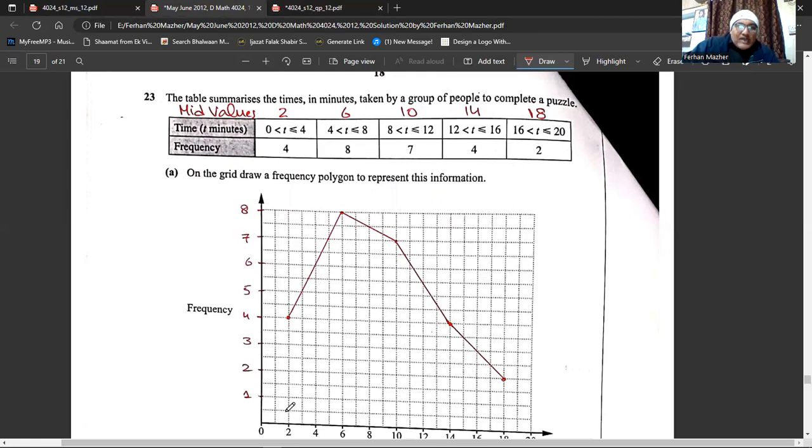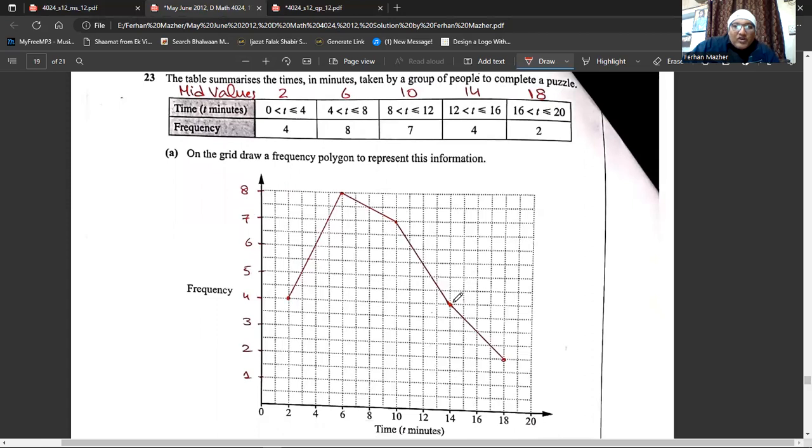So at 2, I will put a dot of 4. At 6, I will put a dot of 8. At 10, I will put a dot of 7. At 14, I will put a dot of 4. And at 18, I will put a dot of 2. Then from point to point, I will join it with a straight line.